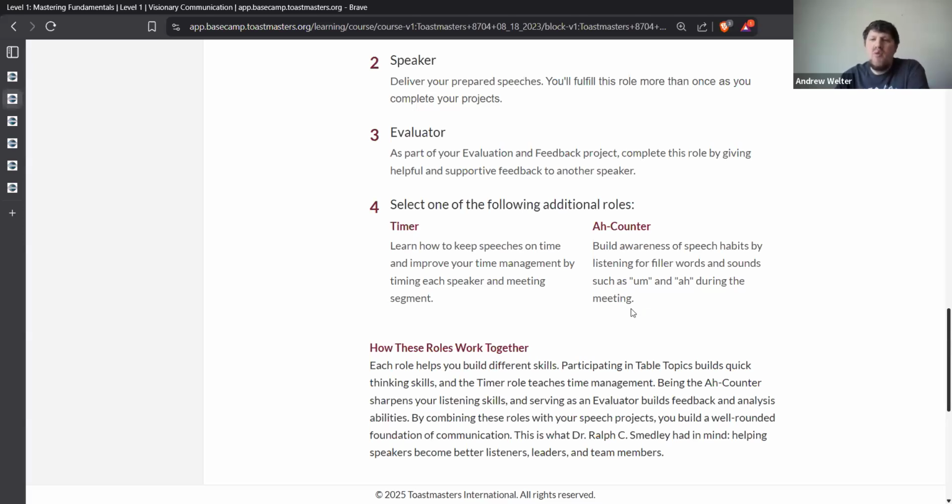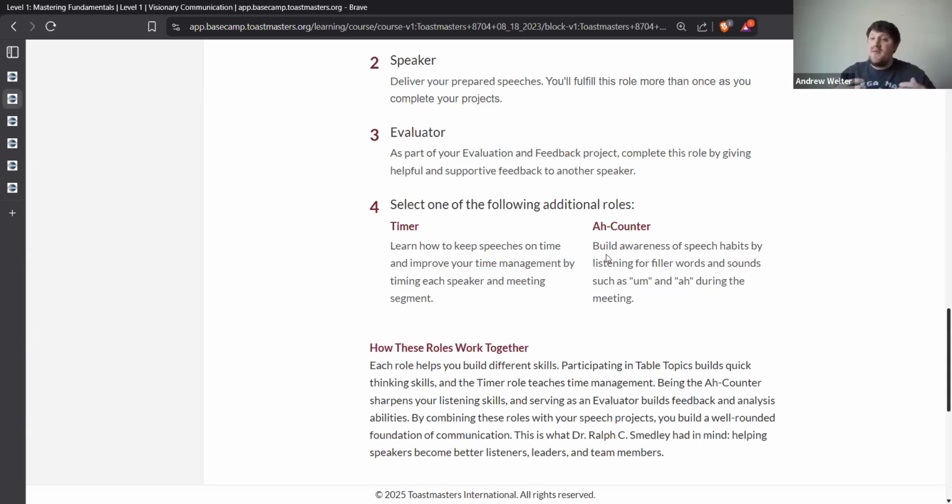Now, for later on, I will bring this up. Some clubs, ours is one of them, will group ah counter and grammarian into one role. Our club does do this. For later levels, if you do that, you can get a 2 for 1, because Toastmasters recognizes those as two separate roles. But they do recognize that some clubs combine them and they're okay with that because they're two roles that are kind of similar.